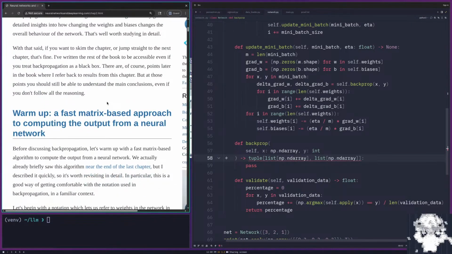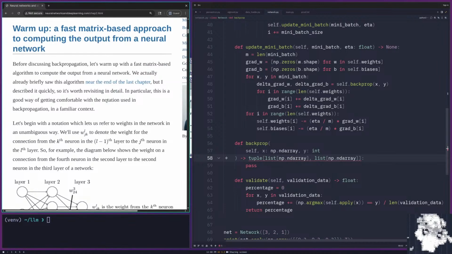With that said, if you want to skim the chapter or jump straight to the next chapter, that's fine. I've written the rest of the book to be accessible even if you treat backpropagation as a black box. There are, of course, points later in the book where I refer back to results from this chapter, but at those points you should still be able to understand the main conclusions even if you don't follow all the reasoning.